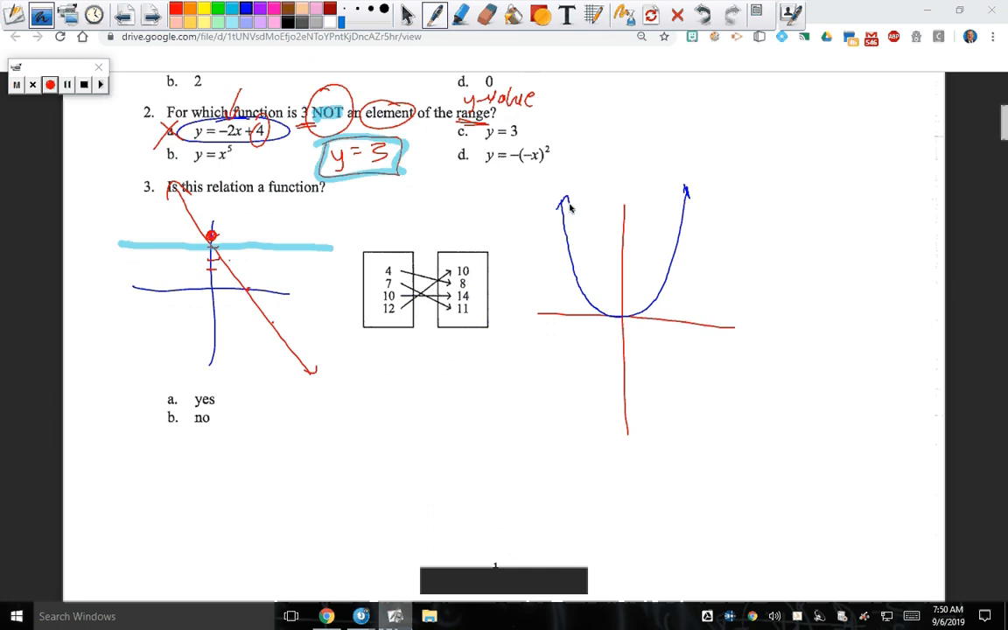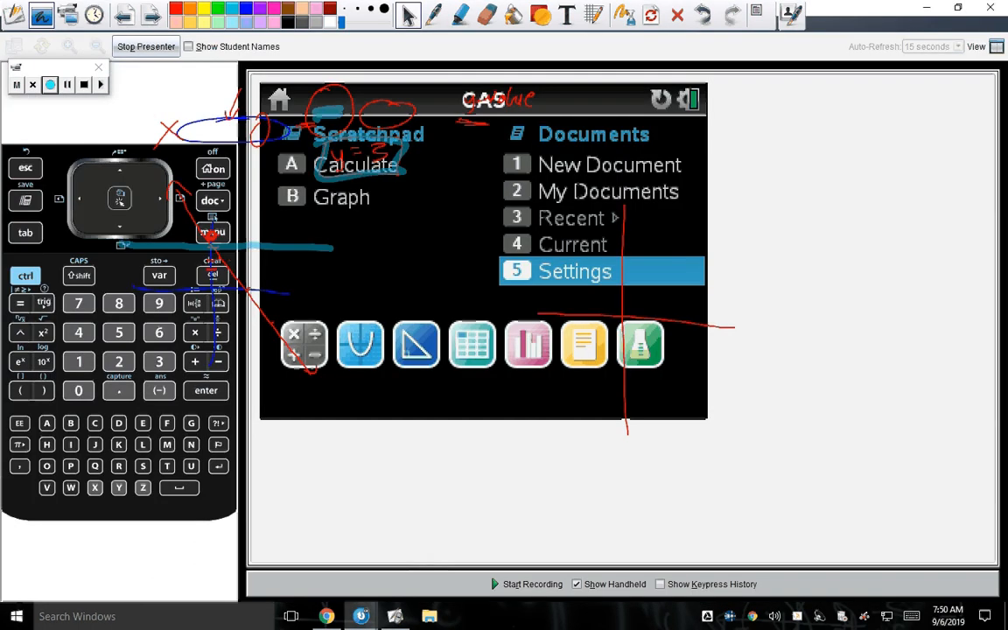If we were to graph x to the 5th, it would look something like this. Okay? Actually, let me just show you with the calculator, because I might actually be a little wrong there. Let's go to the calculator.